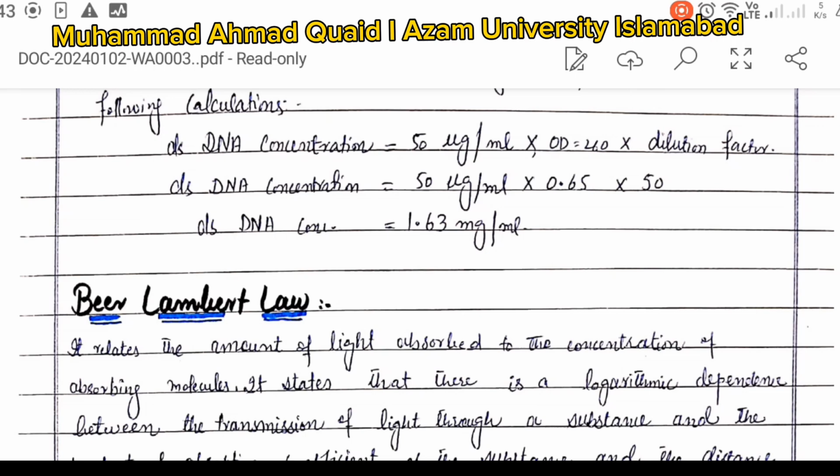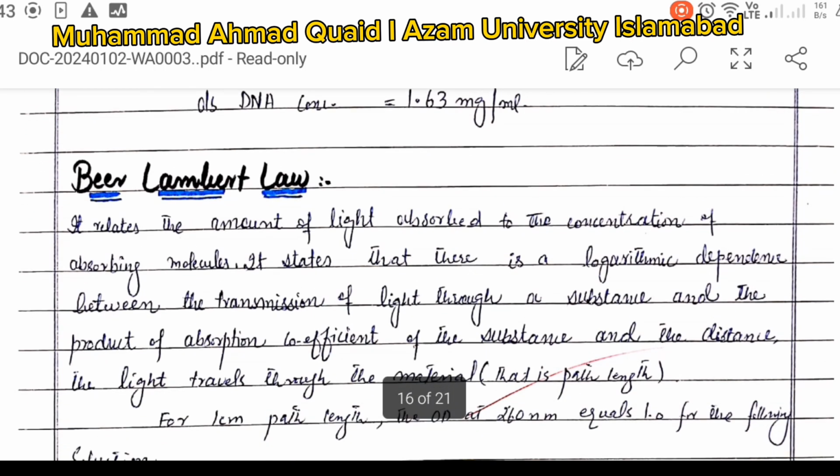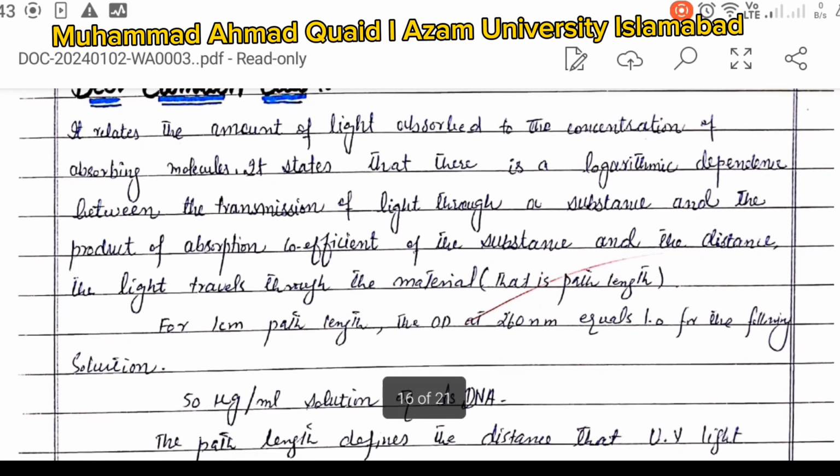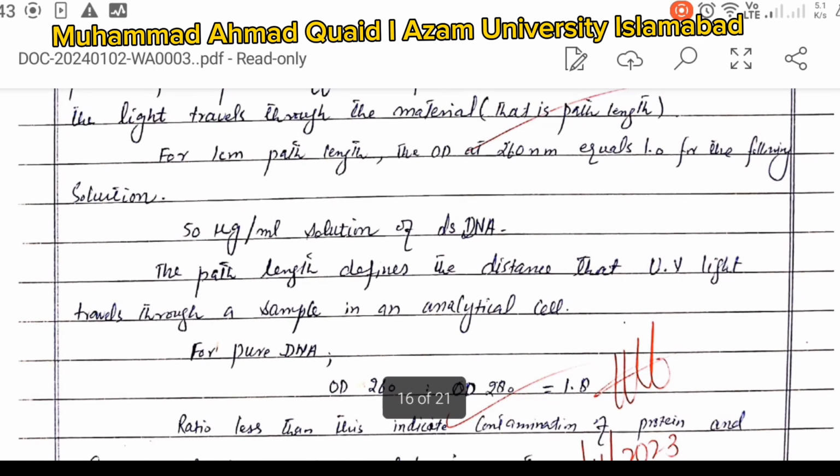Here is the law. We will also discuss this law, Beer-Lambert law. It relates the amount of light absorbed to the concentration of the absorbing molecule. It states that there is a logarithmic dependence between the transmission of light through a substance and the product of absorption coefficient of the substance and the distance the light travels through the material, that is the path length. For 1 centimeter path length, optical density at 260 nanometer equals 1 for the following solution.